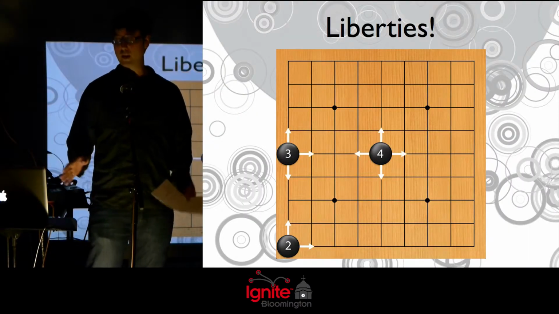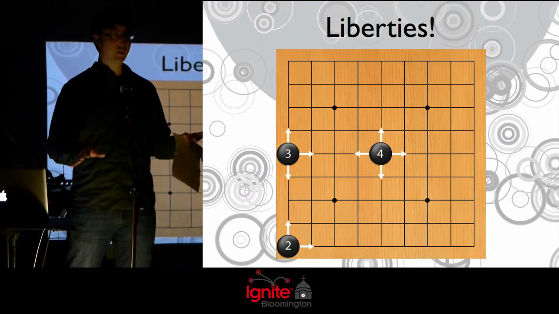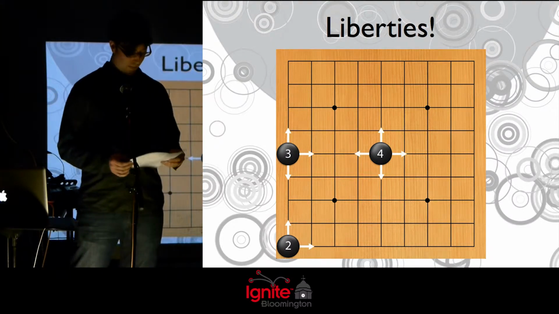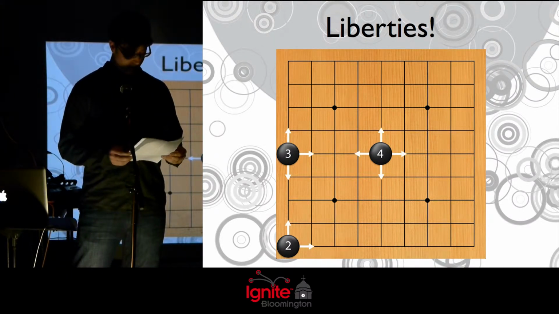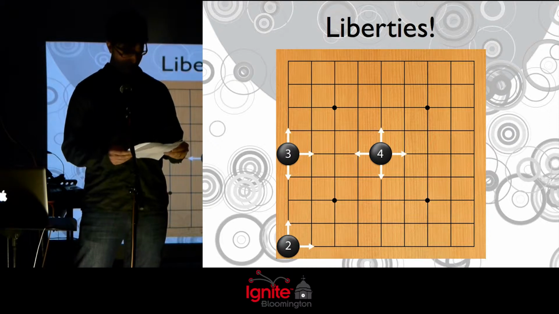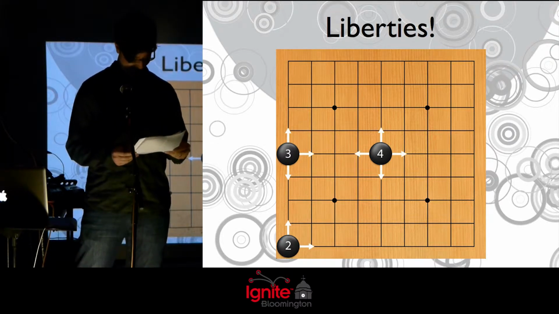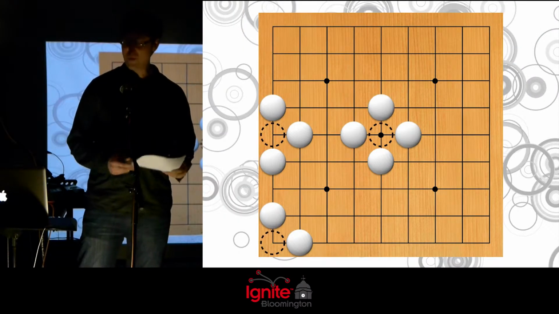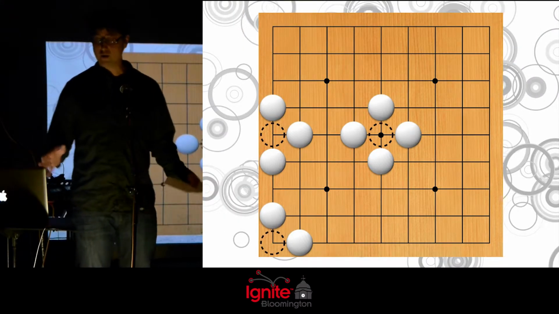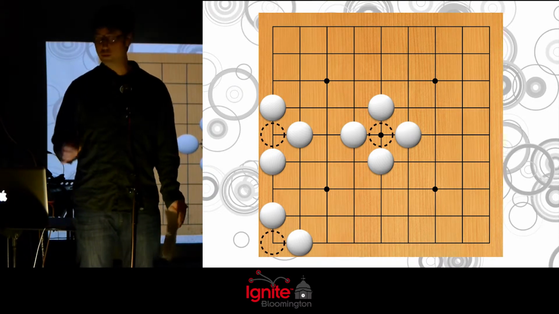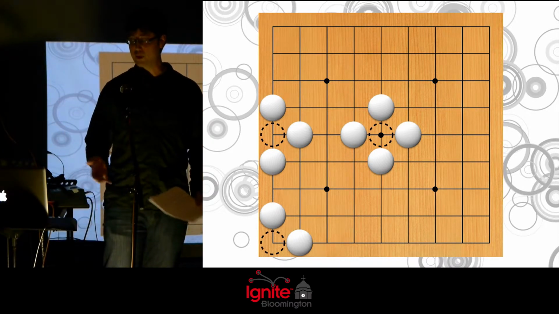So depending on where you play it, it's going to have a certain number of open spaces next to it. These are called liberties. And what happens after that? Once a player surrounds all of those liberties with their stones, then that's the only time that a stone is removed from the board. That stone is captured.